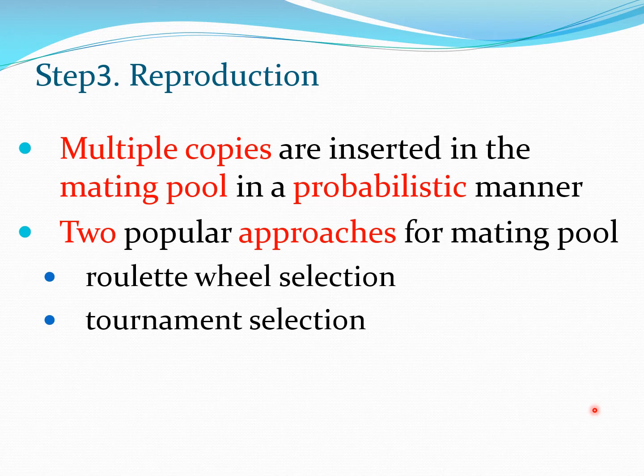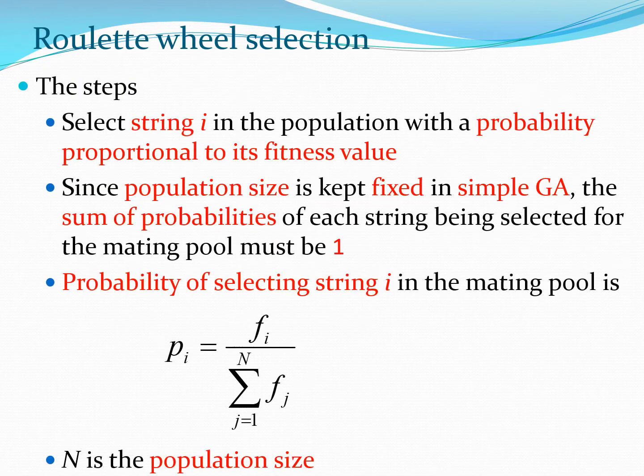Now, two popular approaches are there for creating the mating pool. One is the roulette wheel selection, and the second is the tournament selection. So we are going to discuss roulette wheel selection next. Basically here the string I in the population is selected with a probability proportional to its fitness value.